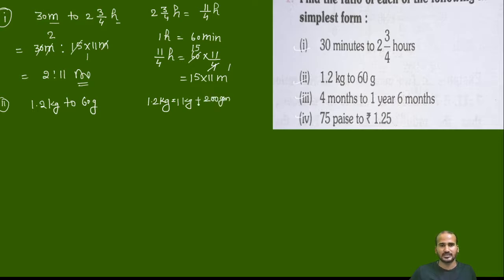We can also write this 1.2 kg means what? 1 kg plus 200 grams, and 1 kg means what? 1000 grams plus 200 grams. It means total is 1200 grams. So this value is 1200 gram. We just leave this gram unit, and this is 60.